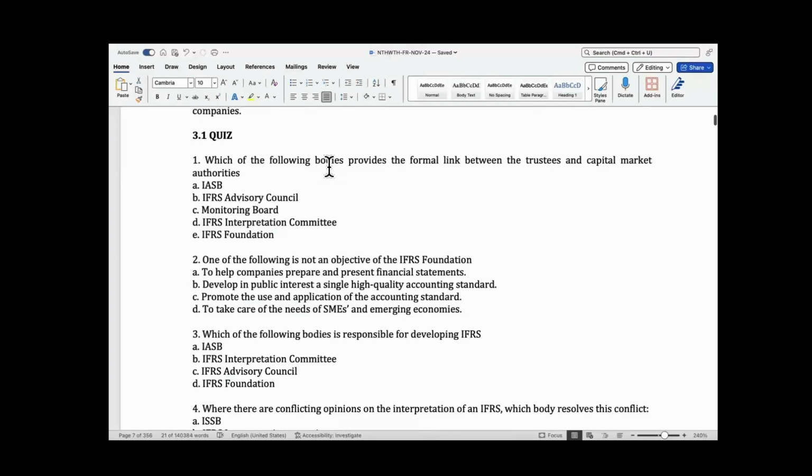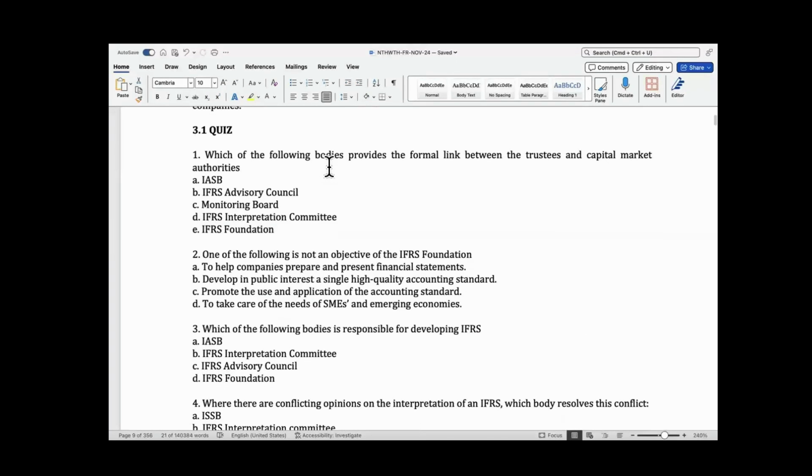Okay, now let's go to quizzes. If you don't have any questions, let me ask you questions. Okay, so let's do the first quiz. This one says: which of the following bodies provides the formal link between the trustees and capital market authorities? A, IASB. B, IFRS Advisory Council. C, Monitoring Board. D, IFRS Interpretation Committee. E, IFRS Foundation.